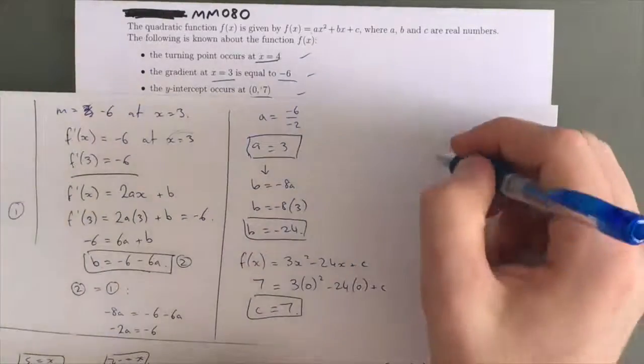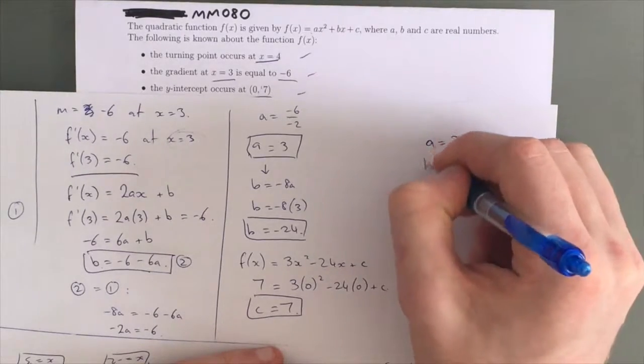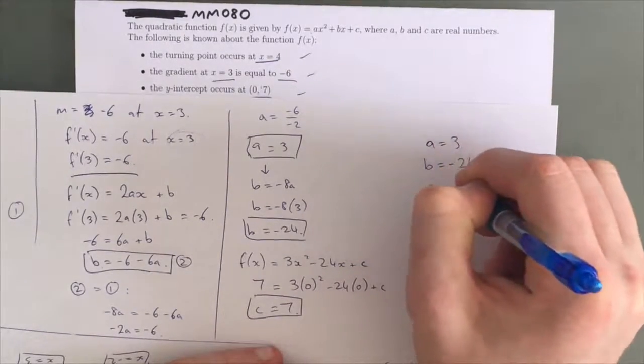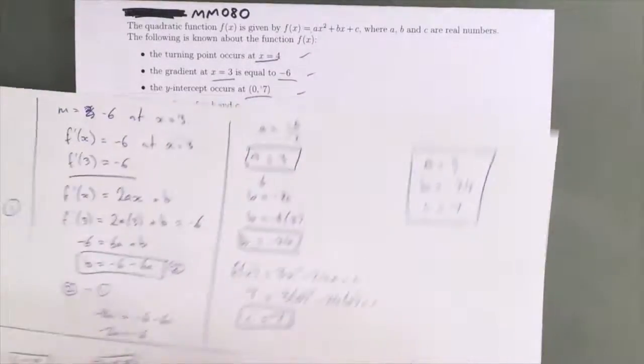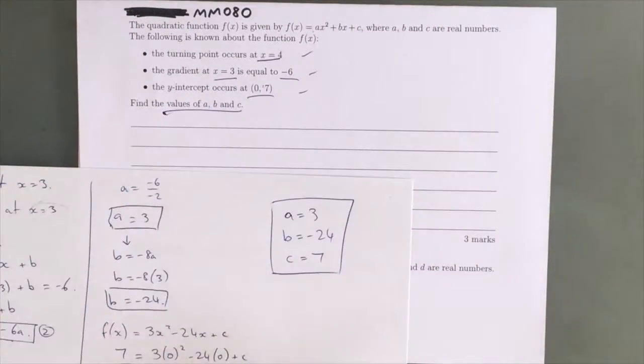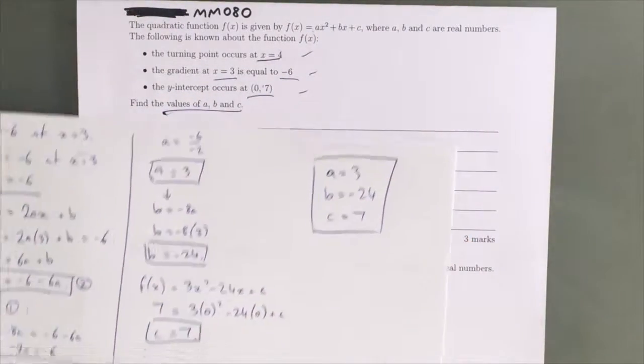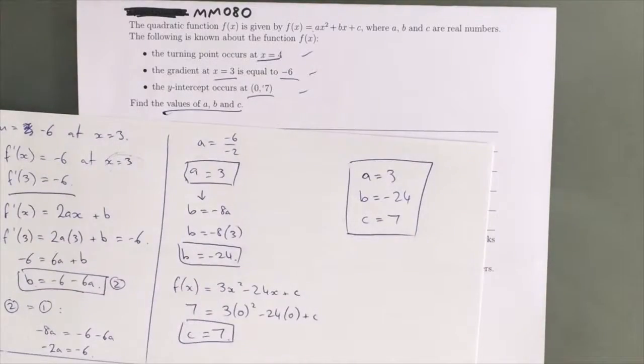So I would actually write as a final answer, a equals 3, b equals negative 24, and c equals 7, because the question specifically asks, find the values of a, b, and c. And if you list them out like this, you can't go wrong, and that is your final answer.